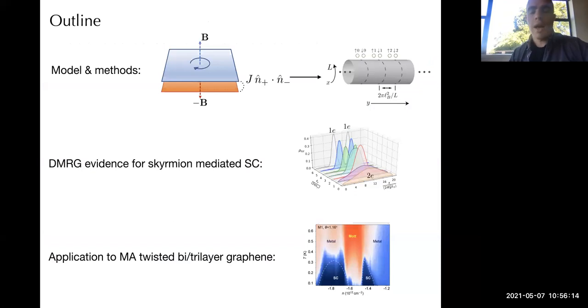Okay, so the outline for the talk. First thing, I'm going to spend some time presenting the model. It's basically two copies of the quantum Hall effect, but related by time reversal. So the inspiration from this actually came from the physics of magic angle twisted bilayer graphene. So I don't know, the model's a little bit unfamiliar, perhaps, so I'll spend some time unpacking it and how we study it numerically. Then I'll provide the DMRG evidence for there being skyrmion-mediated superconductivity in this model. And then finally, if I have time, I'll walk back and translate to how this physics might actually be realized in twisted bilayer graphene.